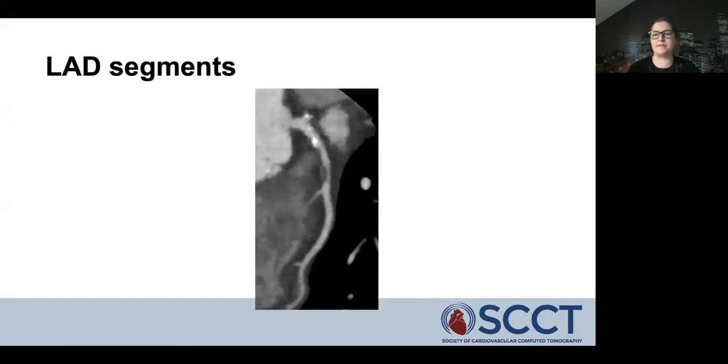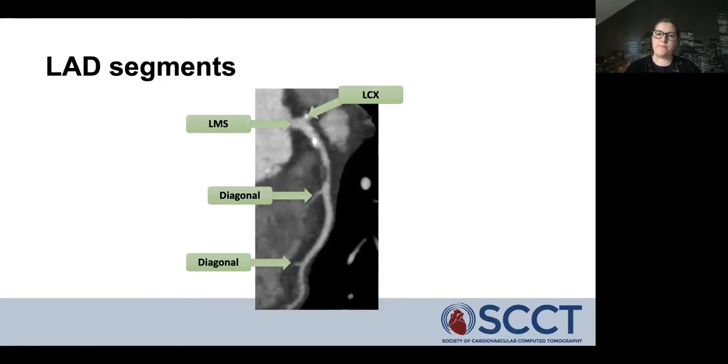So let's talk about some segments of the LAD. We divide the LAD up into segments. Everyone does this in slightly different ways, but there are standard ways of doing this, which are in the SCCT guidelines, the interpretation guidelines, which you should read. They'll really help you, and there are some lovely diagrams of exactly how to call each coronary segment.